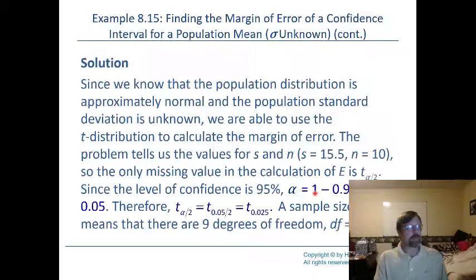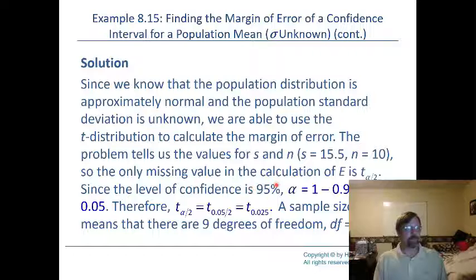Okay. First off, we know the population distribution is normal, or at least we're assuming it is. We don't know the standard deviation, but because that's approximately normal, even though our sample size is only 10, we can use the t-distribution. So we've got the values for S and N from the problem. 15.5 was the sample standard deviation. 10 is our number of trials, number of samples. So the only value we're missing is that critical t value.